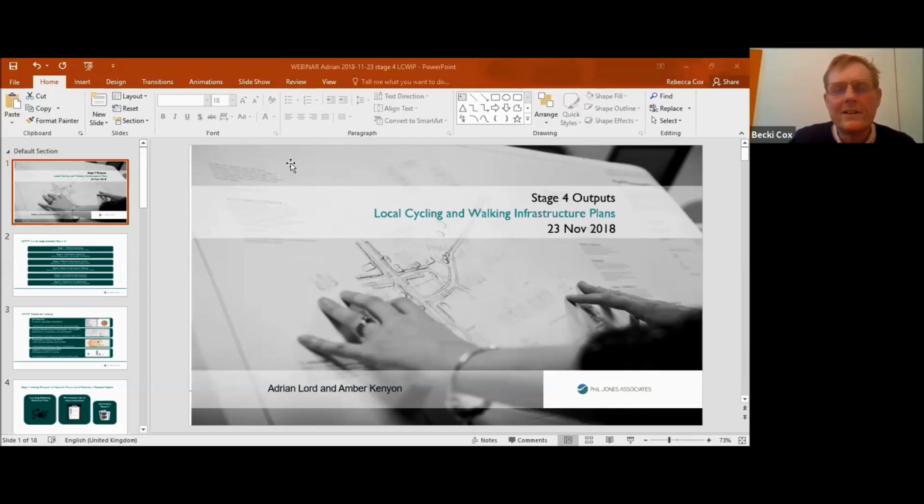Yes, and Laura has just asked about the complexities of applying network analysis to larger cities. Again, it's something that is ongoing at the moment. I'm working with TFGM on theirs. There are a number of other cities that are in the process of doing it as well.